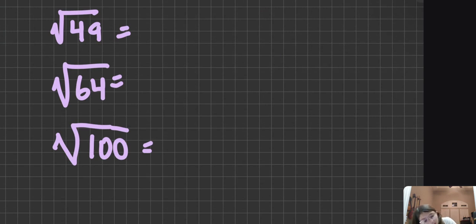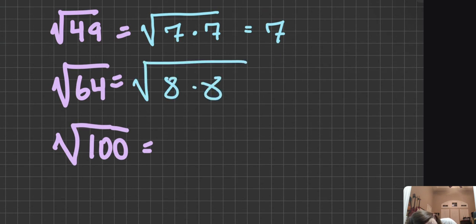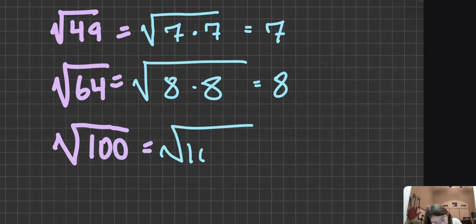Okay, so hopefully that was enough time. So I'm going to break this down for you and do it with you. So the square root of 7 times 7, right? So basically, square root is telling us that the answer has got to be 7. So the square root of 8 times 8, when you break that down, those are the two numbers that square to make 64. We get 8. And the square root of 100 is 10 times 10, right? So we get 10. Great job.